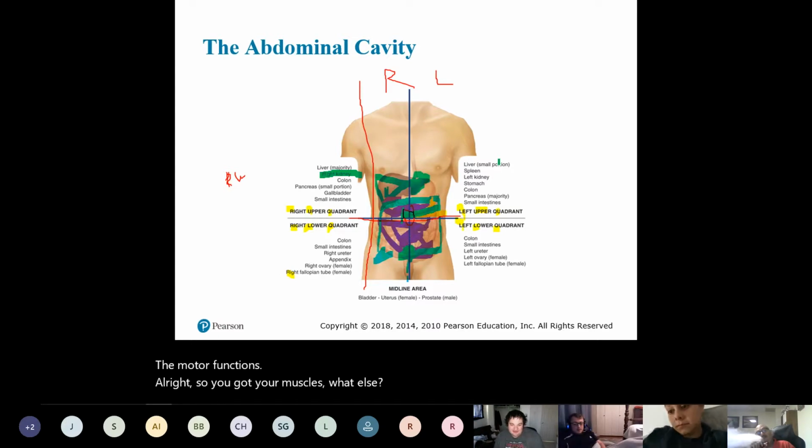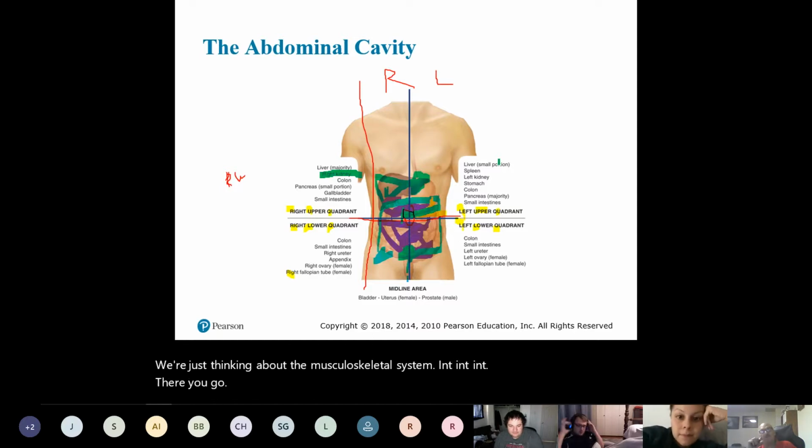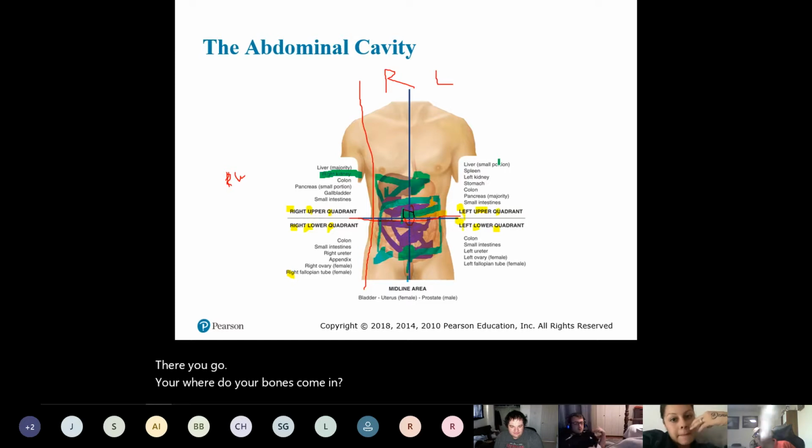Your brain is telling you to, hey, legs work. But we're not going to think about the brain right now. We're just thinking about the musculoskeletal system. Hint, hint, hint. Ligaments, tendons, there you go. So where do your bones come in? Support. So it keeps you up to keep you running. Okay, it's for support.